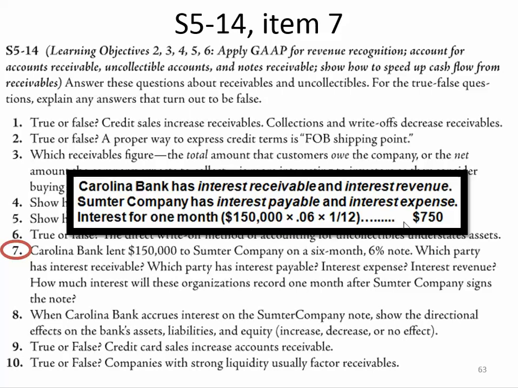Carolina Bank has interest receivable and interest revenue. Sumter Company has interest payable and interest expense. The interest for 1 month for either party is the $150,000 note principal times the 6% rate times 1 month divided by 12 months, or $750. So that's how you would answer number 7.